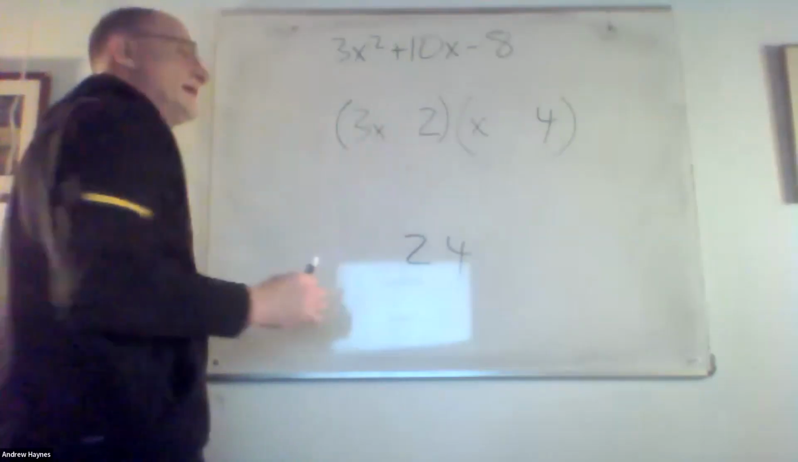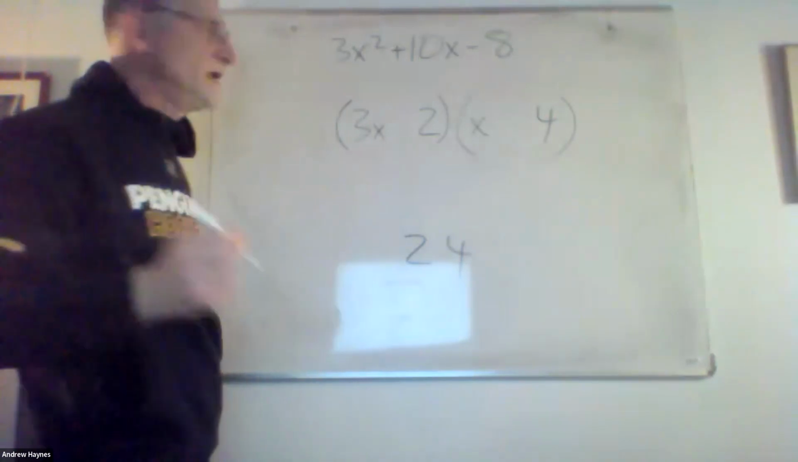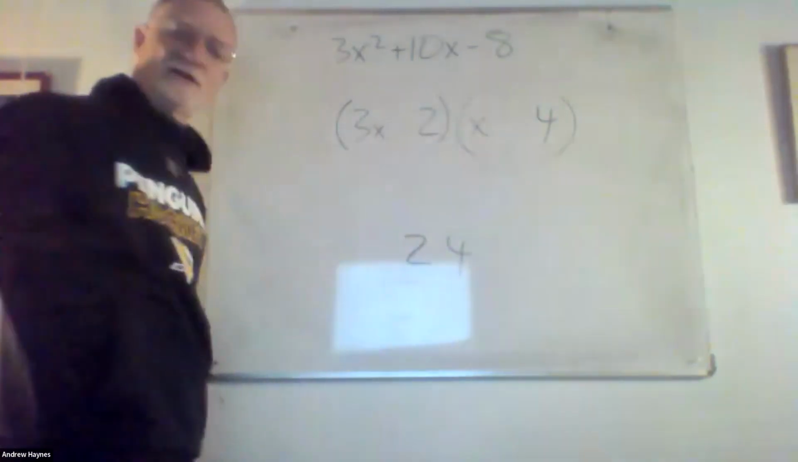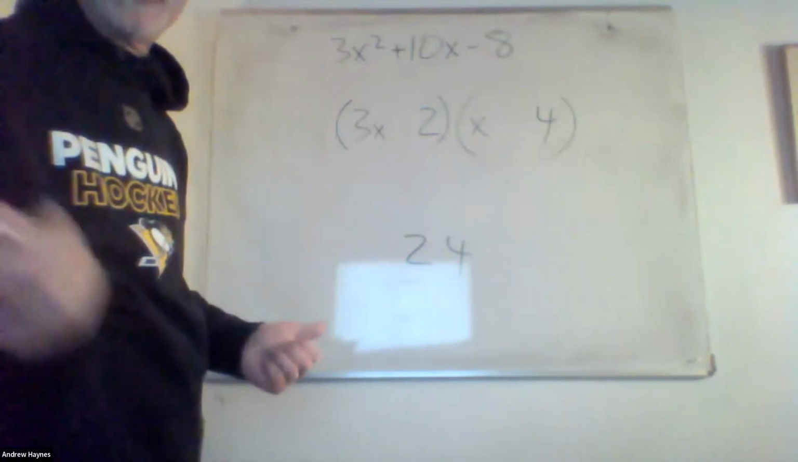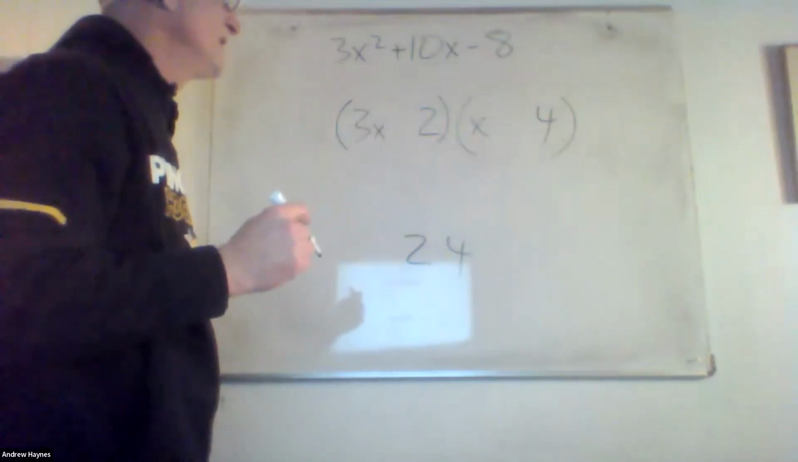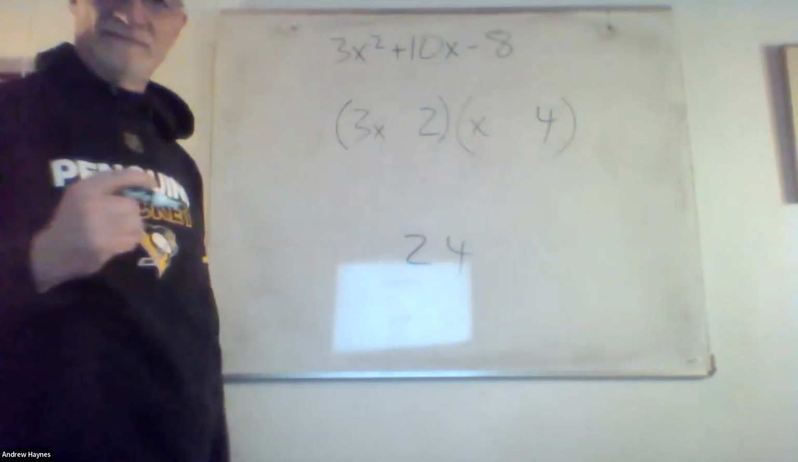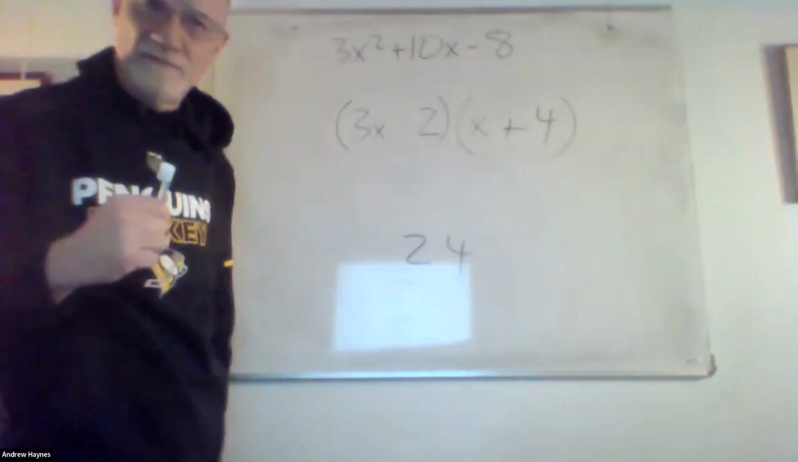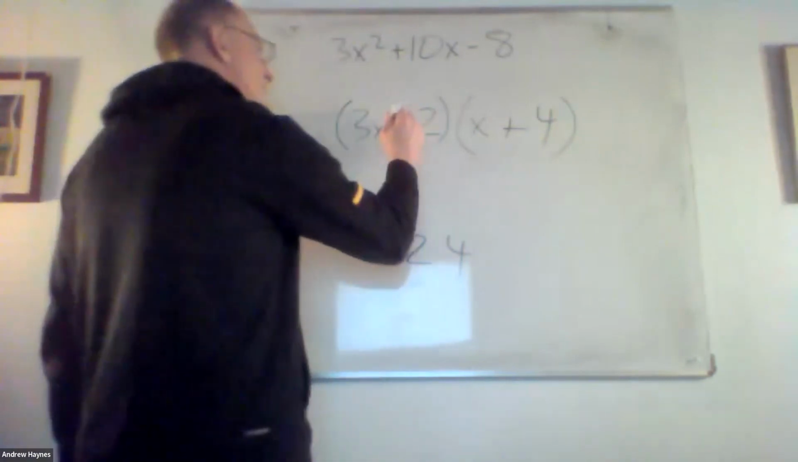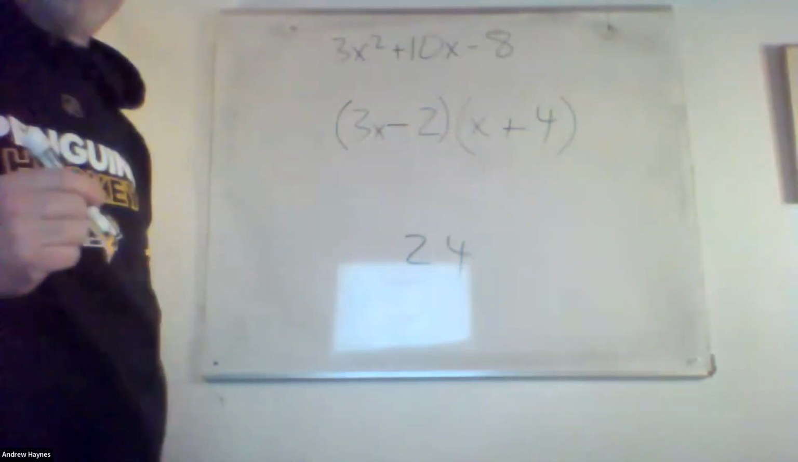4 times 3 is 12. That's good. 2 times 1 is 2. So I have a 12 and a 2. The difference of 12 and 2 is 10. Bingo. I have a winner. So where do I put the plus? You put the plus in front of the 4. Right, exactly. Because that's giving me the 12. And then I can subtract the 2. And there we are.